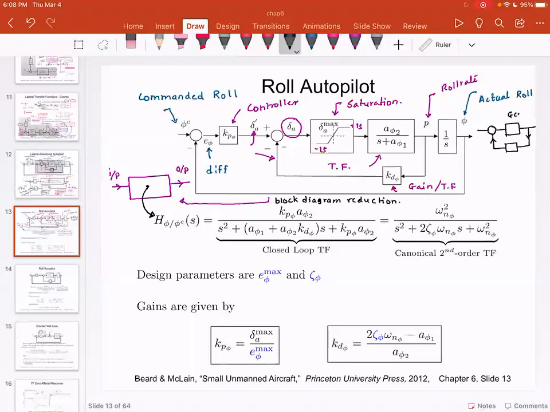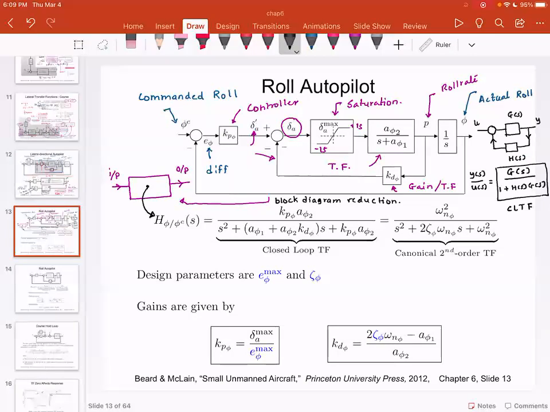So if you have G of S, if you have H of S, and then you have U, and say you have Y, then Y of S divided by U of S is equal to G of S divided by 1 plus H of S G of S. This is the closed loop transfer function. So same approach, when you perform it, you are going to get this transfer function.